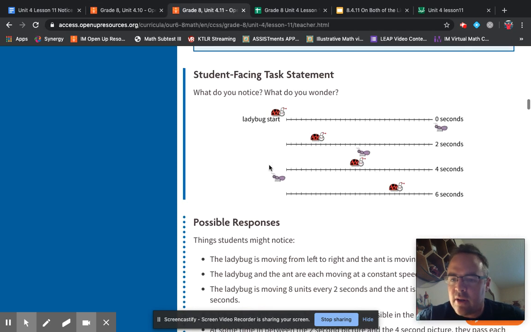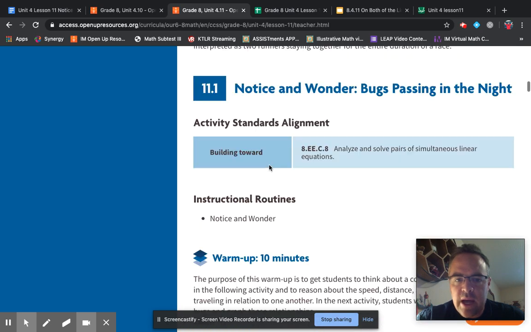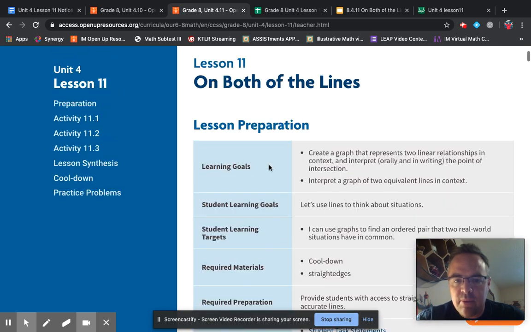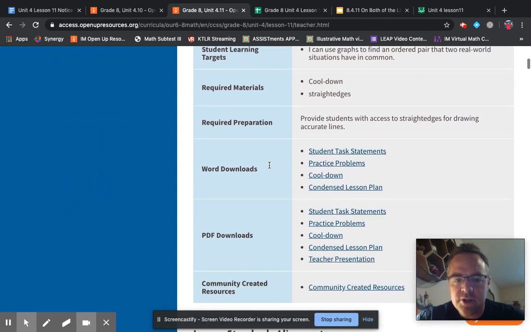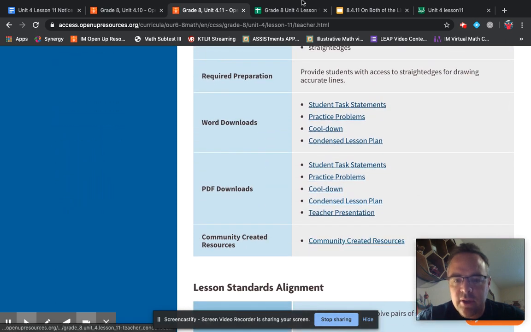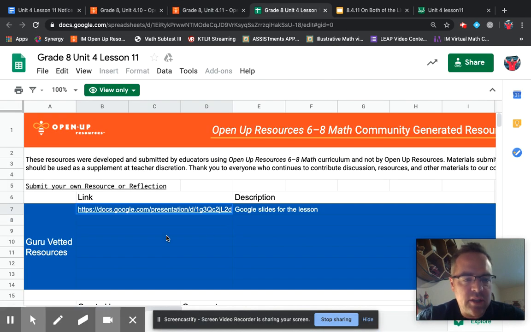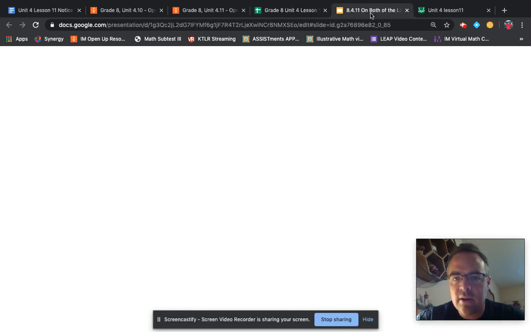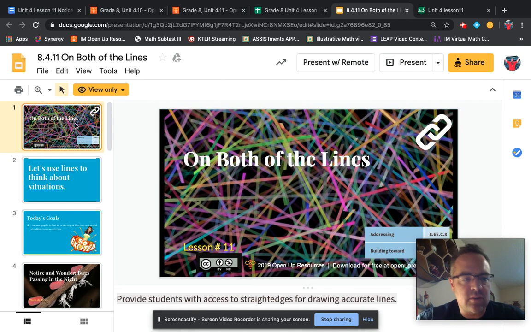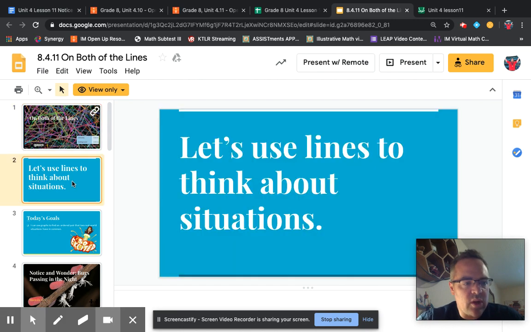Now, if you didn't know this, we have at the very top below our lesson preparation, if you click on community created resources, up will pop this. And this is a Google Sheet that right now has the Google Slides for the lesson. And if you click there, you get these Google Slides here. So we go over the learning goal.